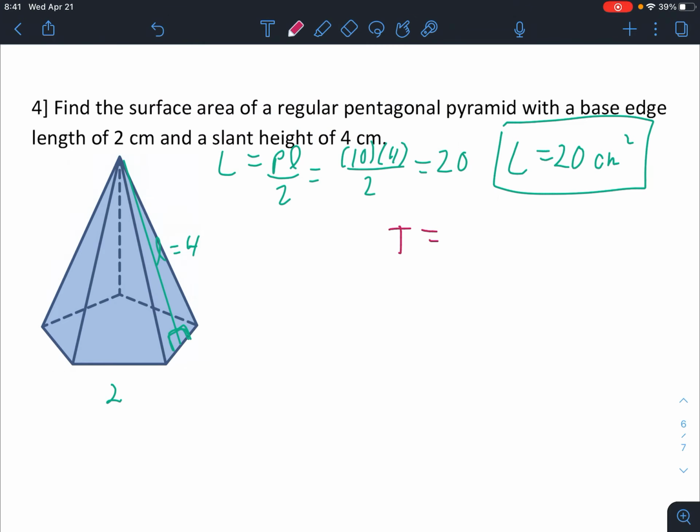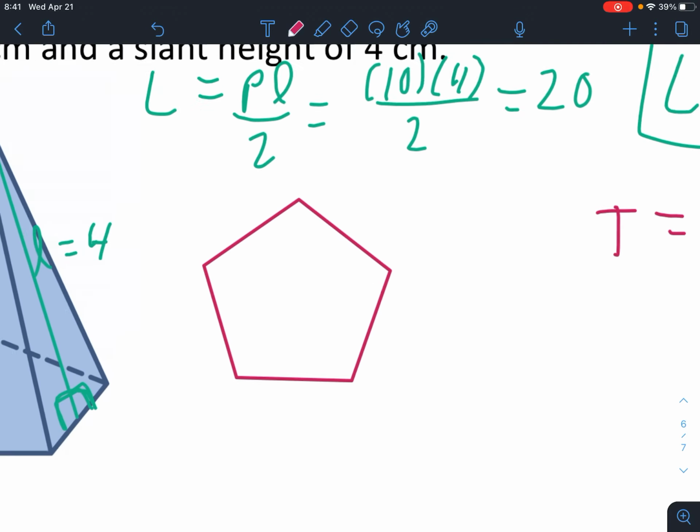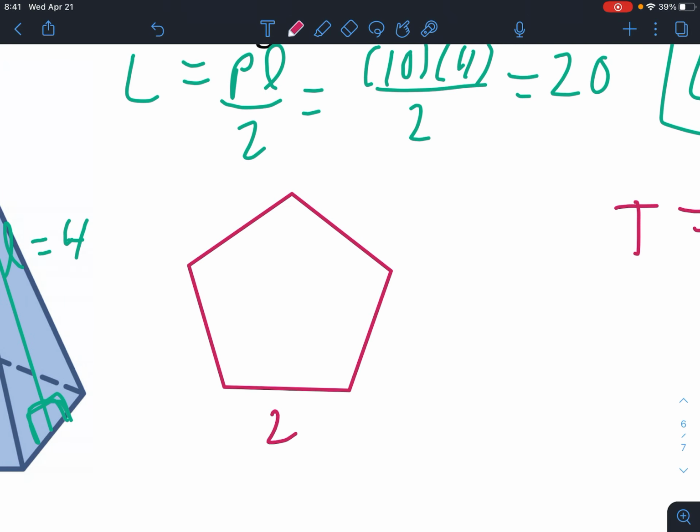So our total then is just going to be 20 plus B. So the tricky part here again is finding B, the area of the base. So here we have a pentagon. That's not a pentagon. That's a pentagon. All right. So we have a pentagon, side length 2. So if we draw in our triangle here, these are both 1, and we're looking for this.